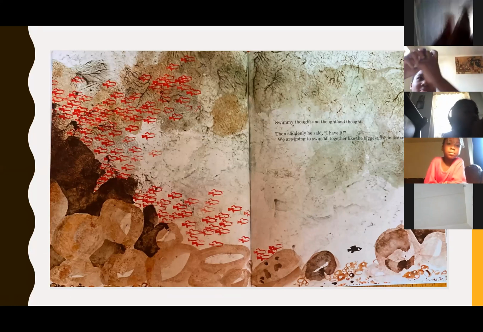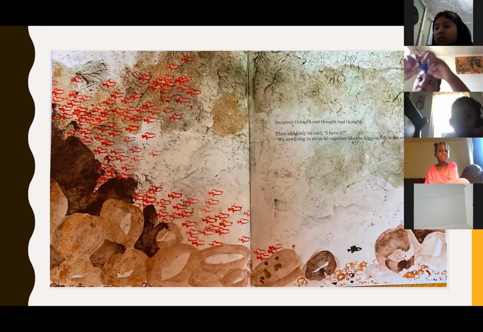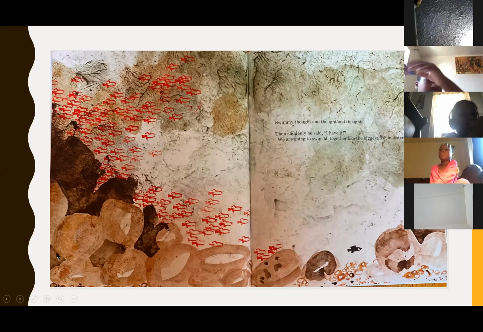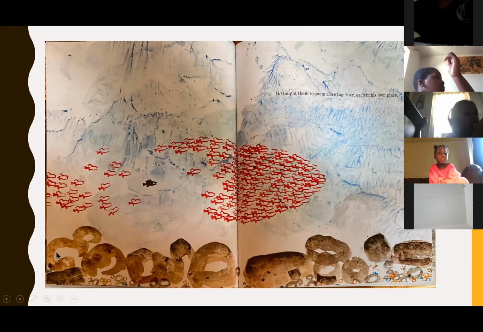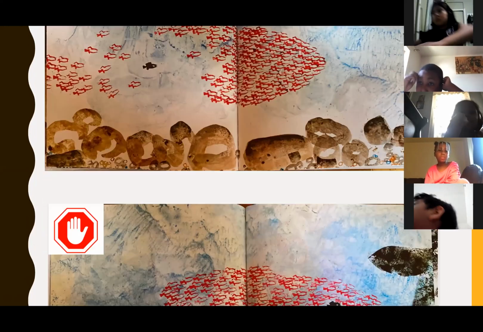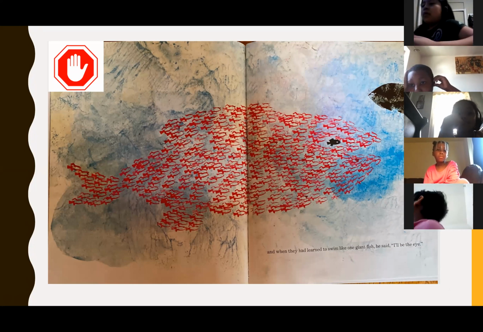Swimmy thought and thought and thought. Then suddenly he said, I have it. We are going to swim all together like the biggest fish in the sea. He taught them to swim close together, each in his own place. And when they had learned to swim like one giant fish, he said, I'll be the eye.